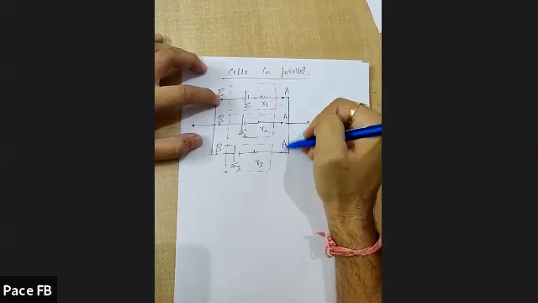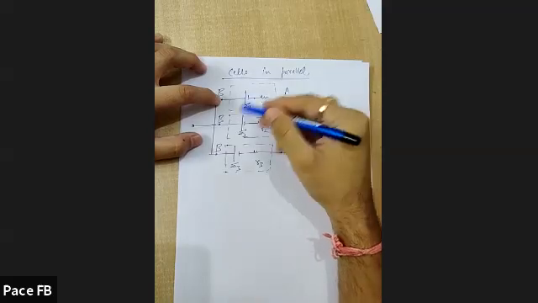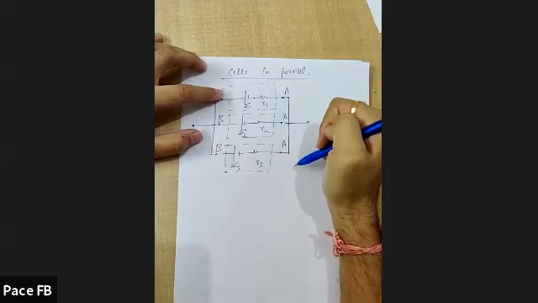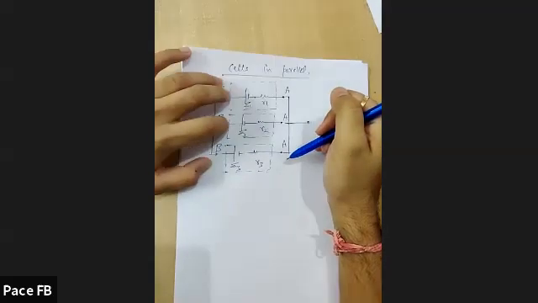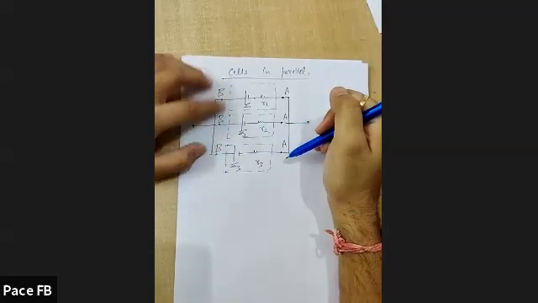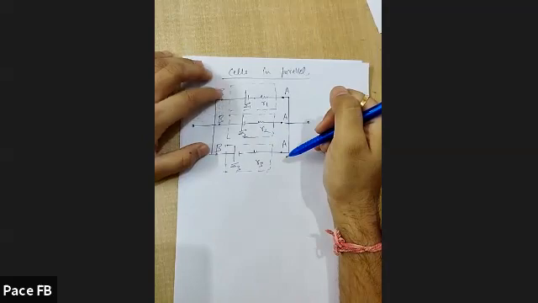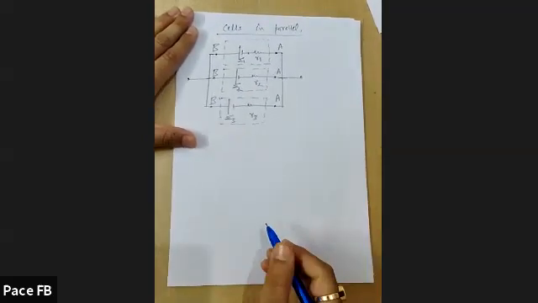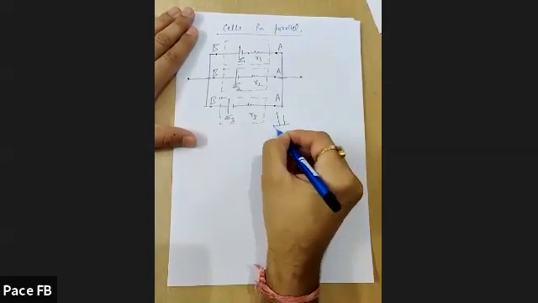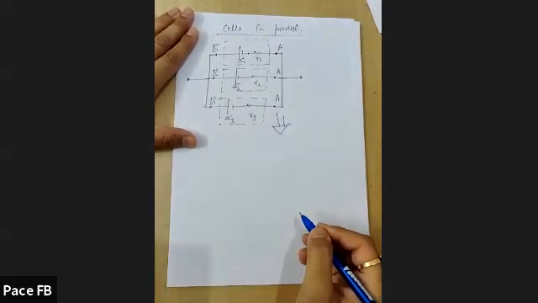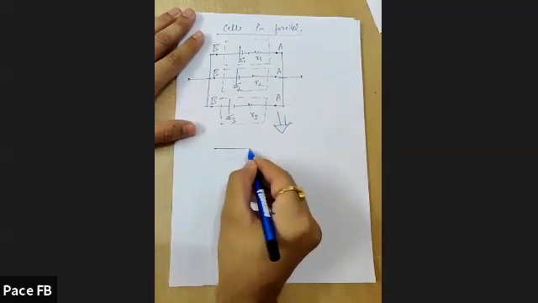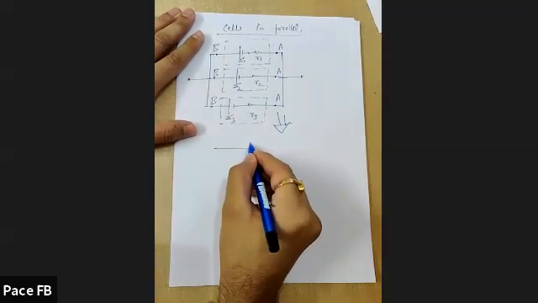So point A, the right hand side point for all the three cells, would be common. A would be at the same potential, and the left hand side terminal for all the three cells would be same. It is B, at potential B. Okay, now I want to convert these three cells into a single cell. So that single cell would be like this.